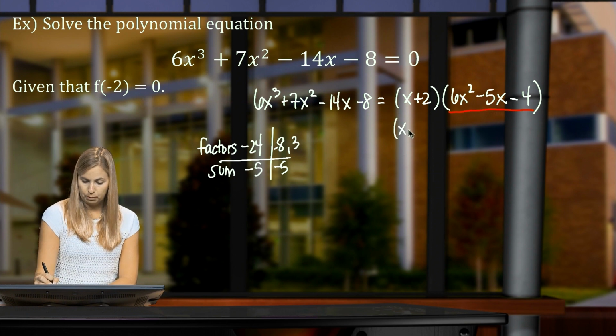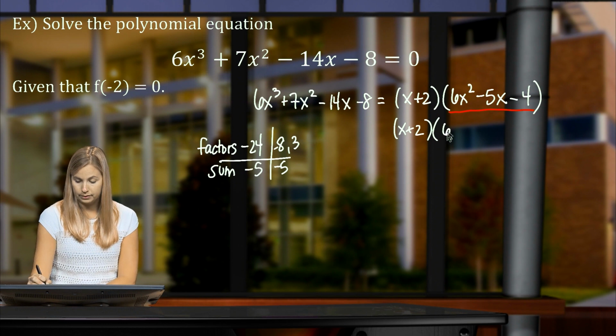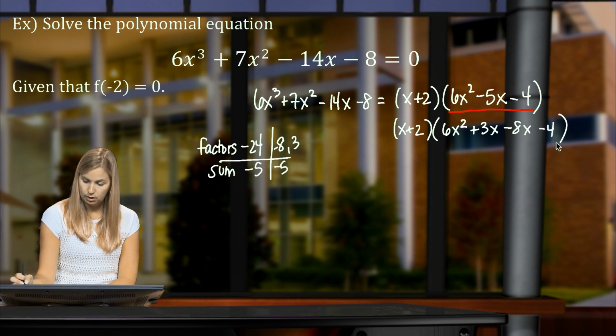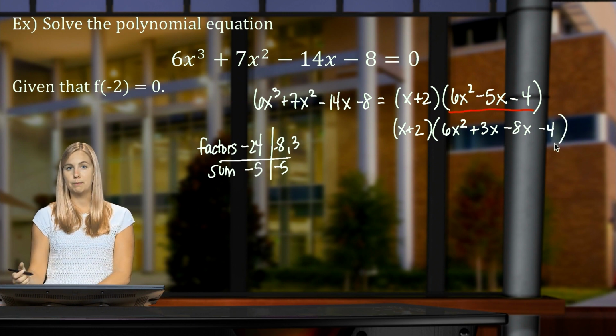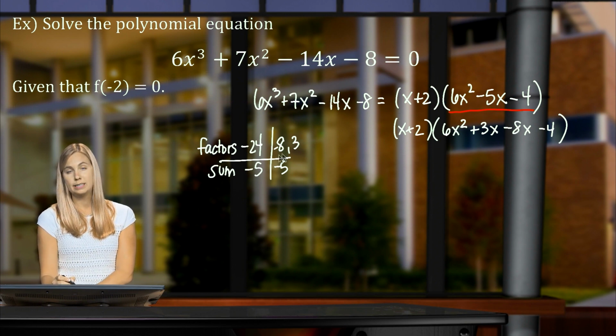So we still have x plus 2. We're going to rewrite this second quadratic. We have 6x squared plus 3x minus 8x minus 4. And if you're unfamiliar with the AC method, basically what we've done now is we've taken this -5x and we split it up using those two factors we just found over here.